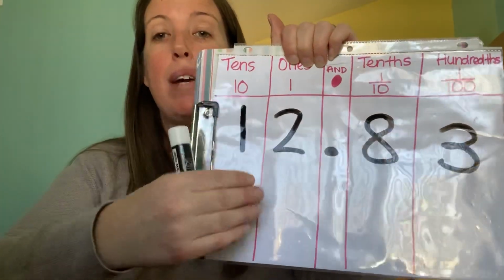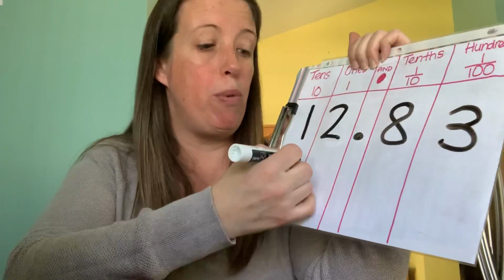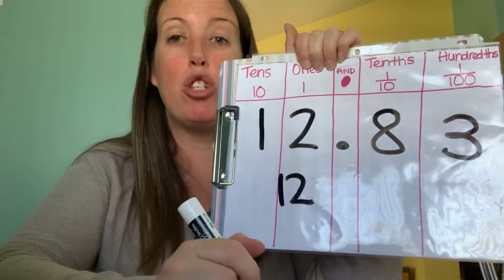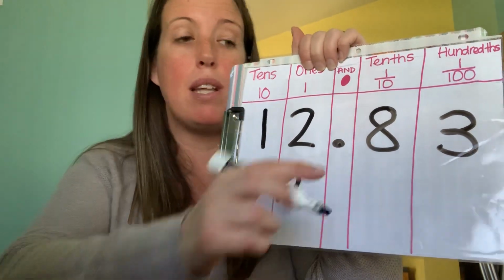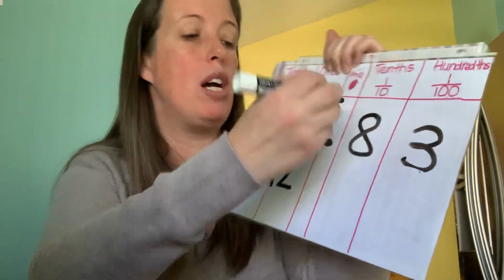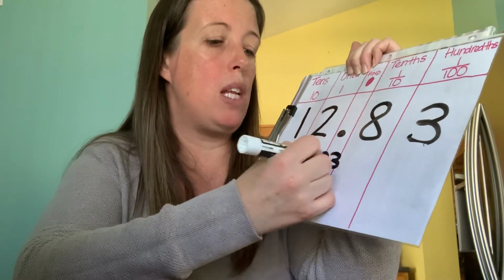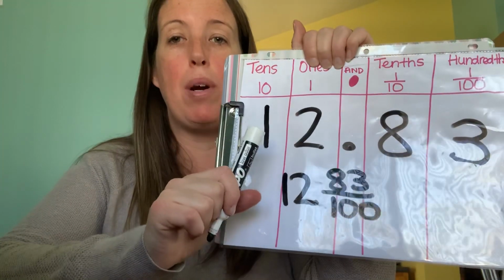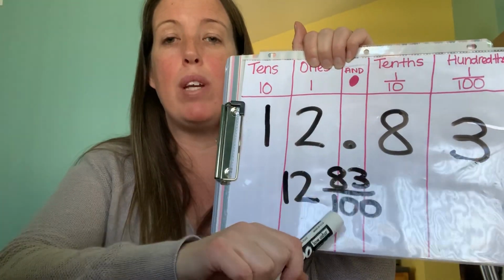Well, this side of my decimal point shows my wholes, which would be 12. And this side of my decimal shows the fraction, the number less than 1. This shows 83, and it finishes in my hundredths place. So it shows 83 hundredths. So this mixed number would be 12 and 83 hundredths.